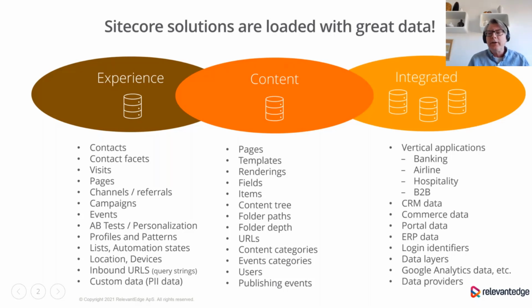And then of course, there's also integrated data. Think about vertical applications such as banking, airline, hospitality, and B2B, where there may be integrated CRM data and portal data. Then there are very often analytics providers like Google Analytics and similar, and data providers, where a bank might be reading pricing or financial information from a back-end source, or weather data for another type of portal solution. So there's a rich variety of data available.